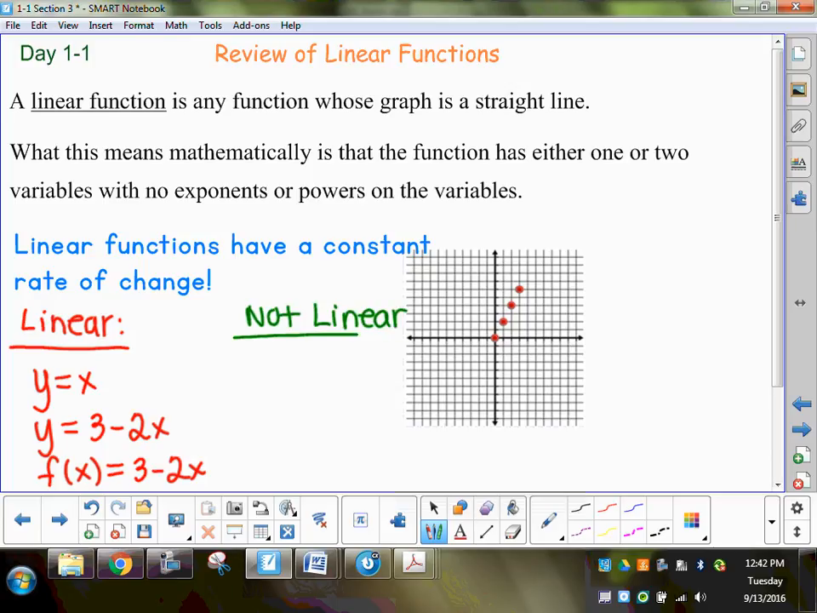Things that aren't linear would be something like y is equal to 2 raised to the x power. It could be something like, oh, here's a good one, people always screw this up: y squared is equal to x. Does anybody know what y squared equals x would look like if you graphed it out? If it was y equals x squared, what type of graph would it be? What shape would the graph have?